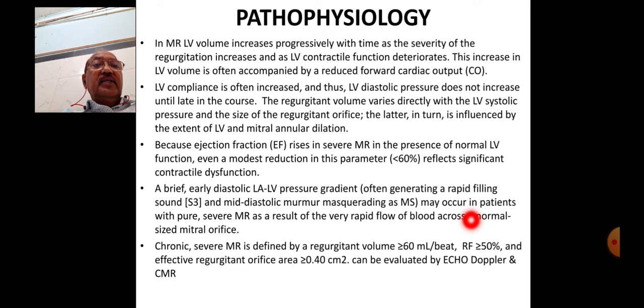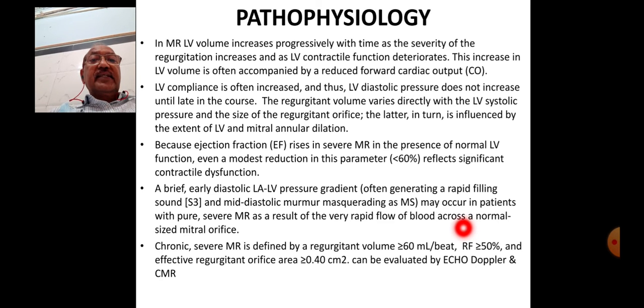Chronic severe MR is defined by a regurgitant volume beyond 60 ml per beat, regurgitant fraction beyond 50%, and effective regurgitant orifice area beyond 0.40 centimeter square. All can be calculated on echo Doppler and color flow mapping, and sometimes on CMR.